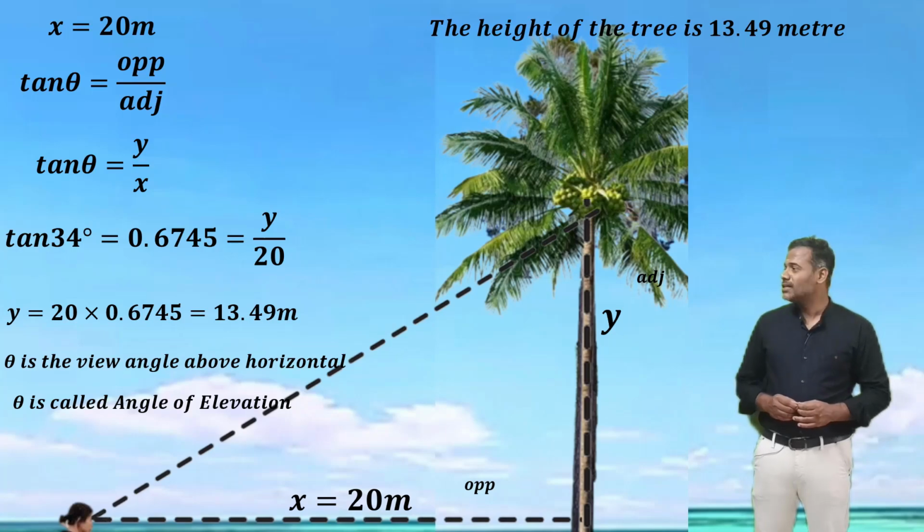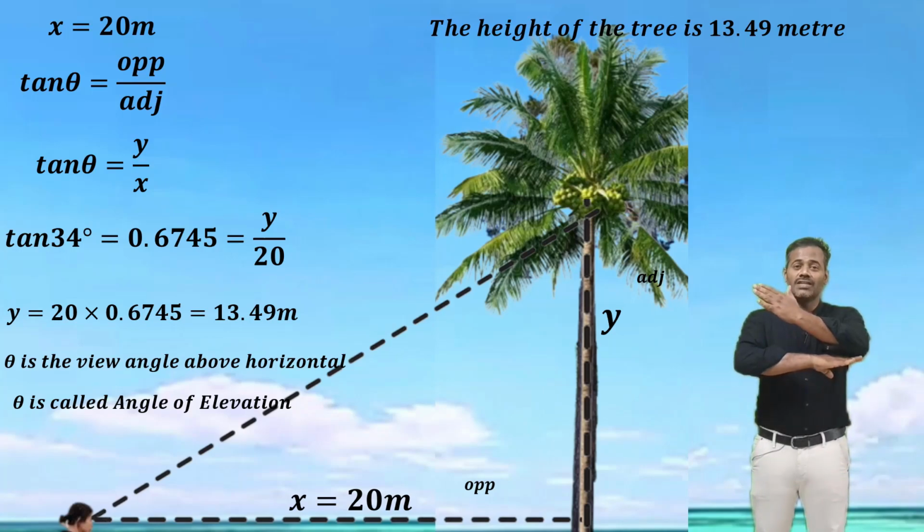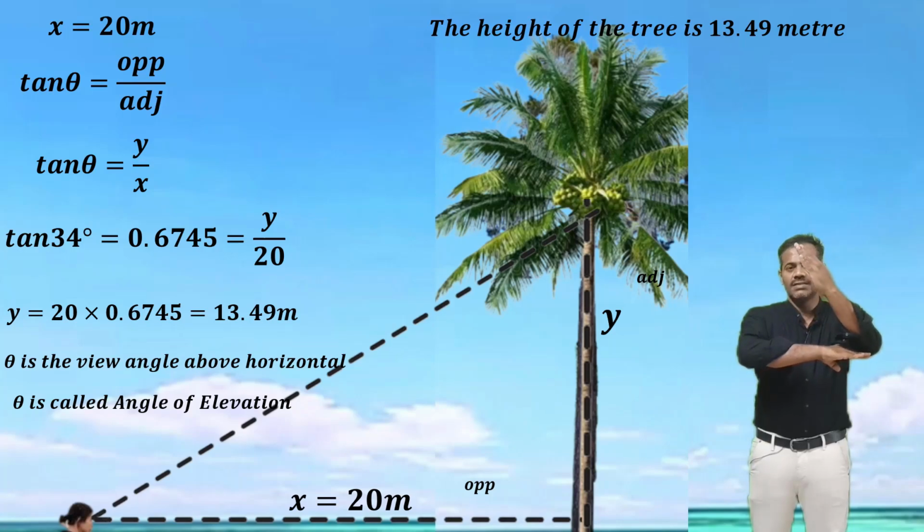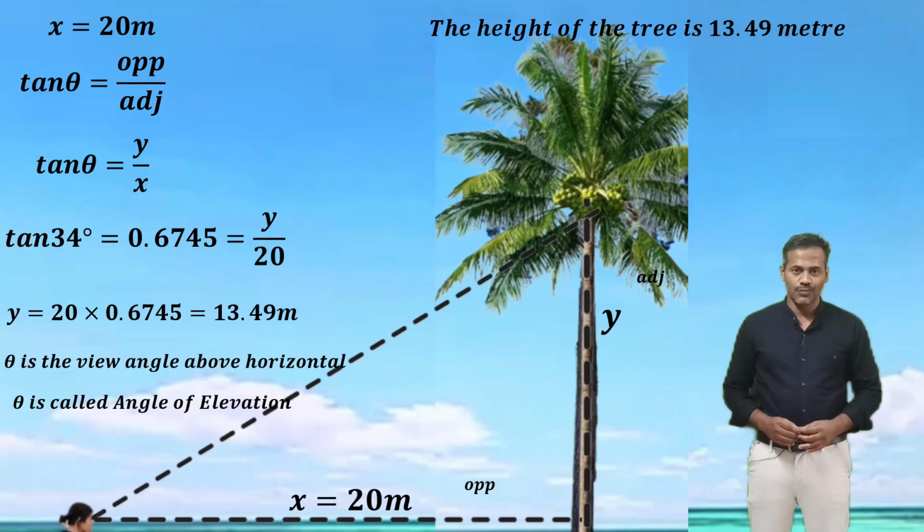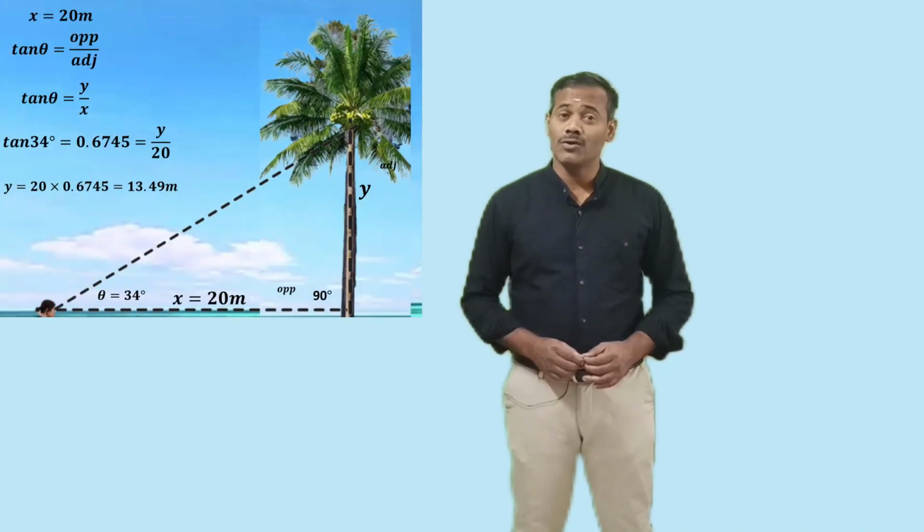Are you able to understand? Yes, the angle theta is the view angle above the horizontal; theta is called the angle of elevation. Just we have a horizontal line here and above it, from the horizontal line upward, that is called the angle of elevation. The angle of elevation will be helpful when we are looking at objects that are at a higher level than us.